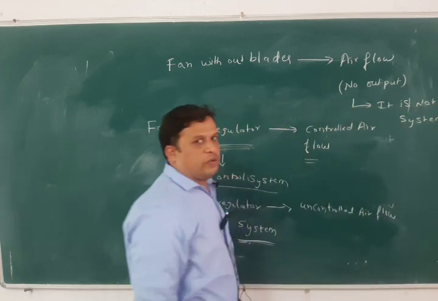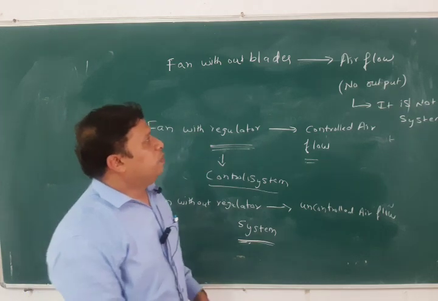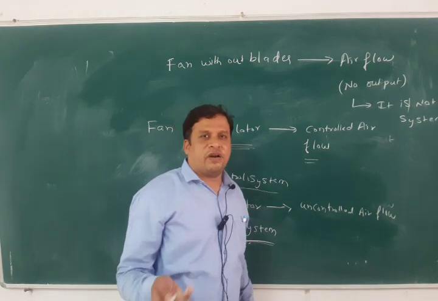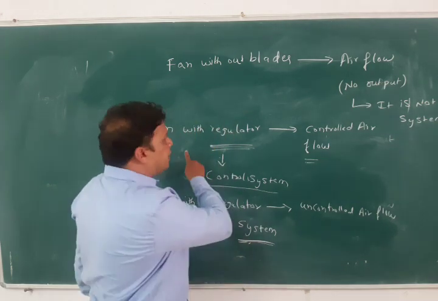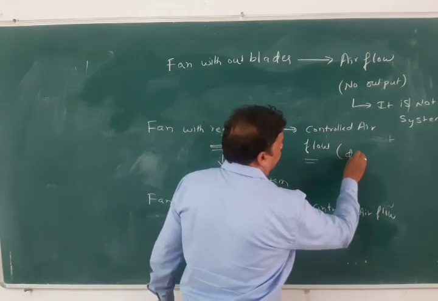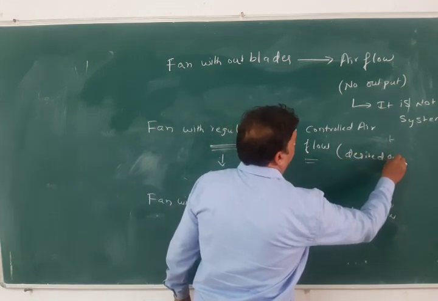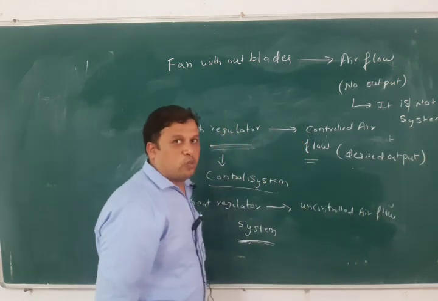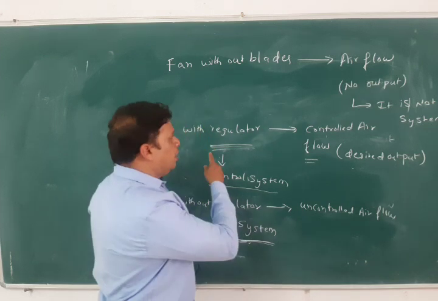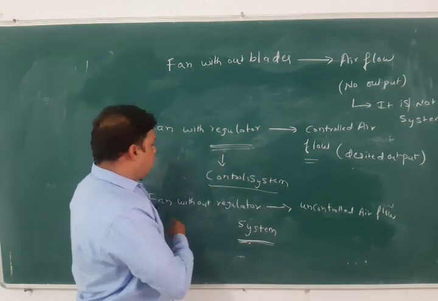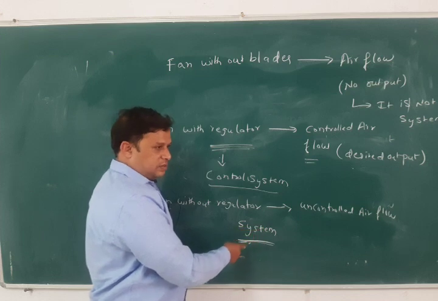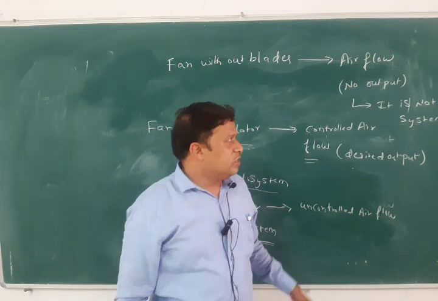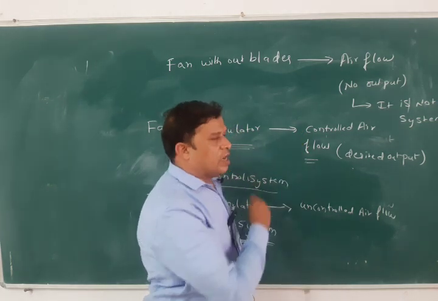So here there are three things that you have to understand. One is a fan without blades. A fan without blades doesn't give any airflow, so it has no output, so it is not called a system. Now here we are getting a desired output. Getting a desired output by controlling the fan speed with a regulator is called a control system. And a fan without a regulator is called a system. So we have learned three things: a system, where it is not a system, and where it is called a control system.